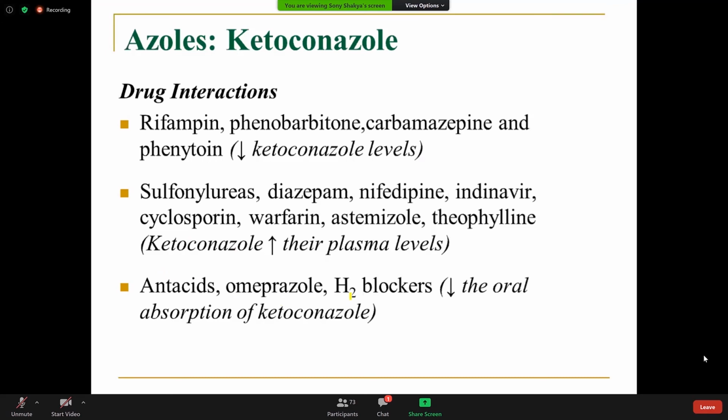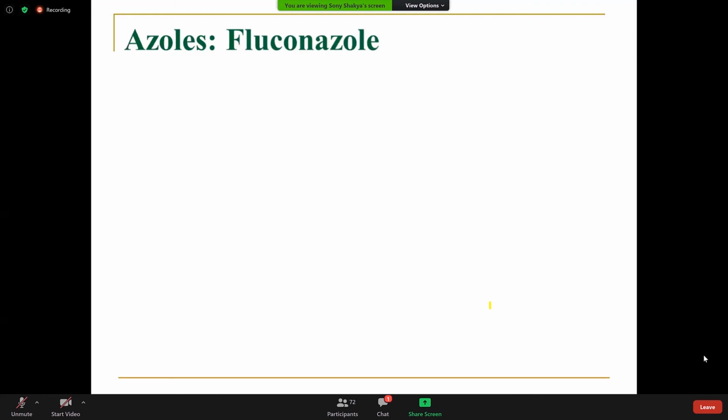With antacids, omeprazole, and H2 blockers, the oral absorption of ketoconazole decreases because these drugs increase the gastric pH, but ketoconazole needs acidic pH. Okay, so that's how drug interaction takes place. So we are still in azoles. Next is fluconazole.